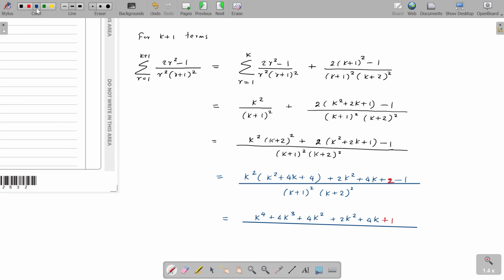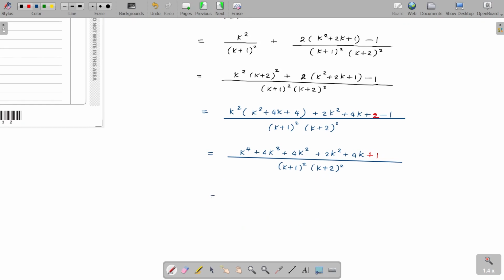k plus 1 square, k plus 2 square. So what do I get? k to the power 4 plus 4k cube plus 4k square plus 2k square. I can add it, right? Which is 6k square plus 4k plus 1 over k plus 1 square, k plus 2 square. Are you with me?